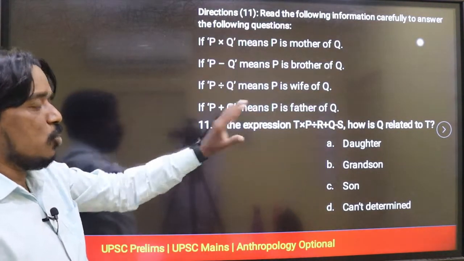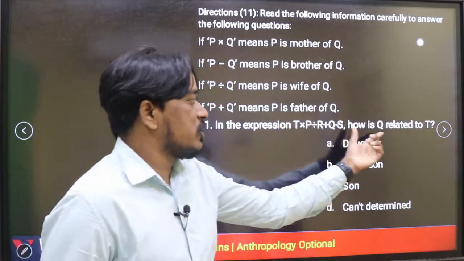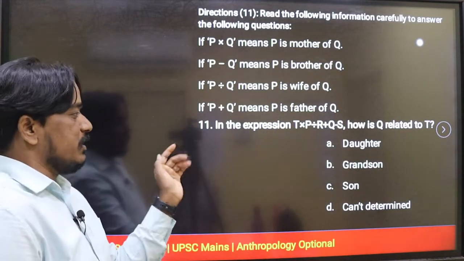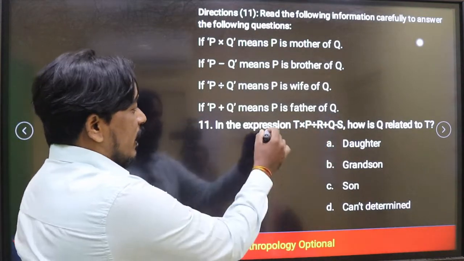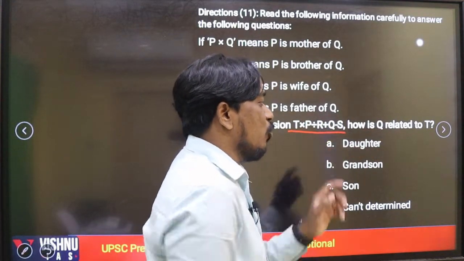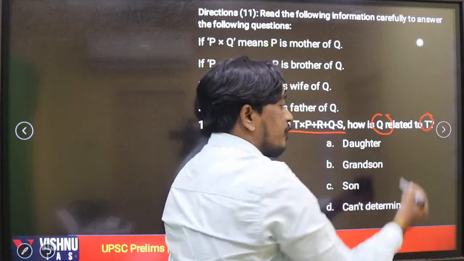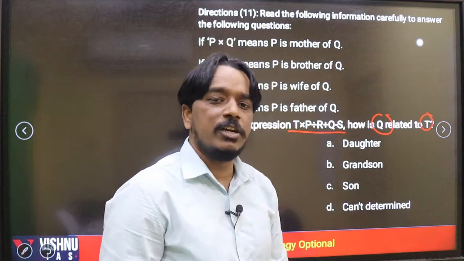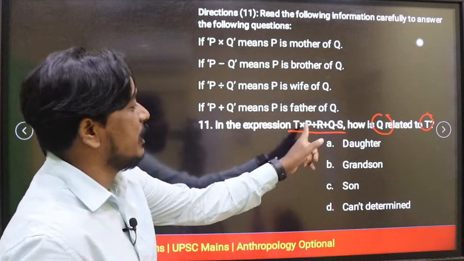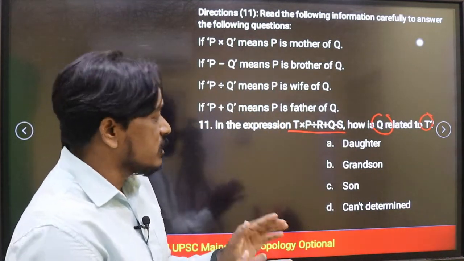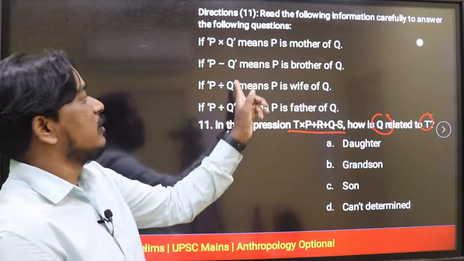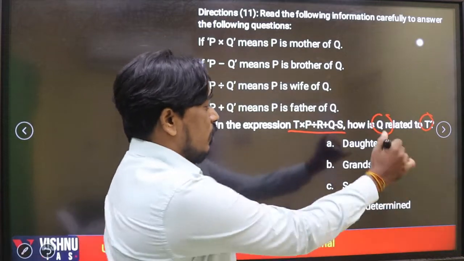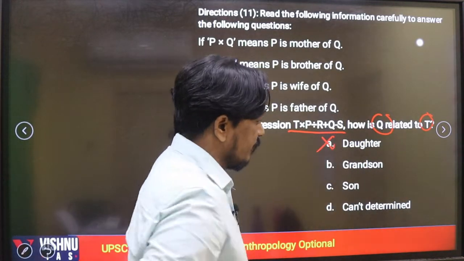Now, the same codes are there, so just focus on the question, because this kind of question is different. Compared to the previous question, this is the difference. Now, in the expression, how is Q related to T? Directly we can take Q's gender and, based on that, eliminate options, or otherwise we can take a family tree for this given data. First we will try to eliminate. Minus means brother. Wherever you take, Q should be male. So daughter is a female.